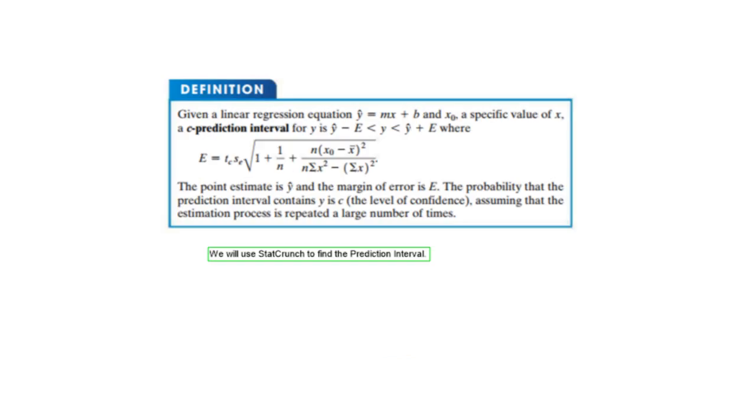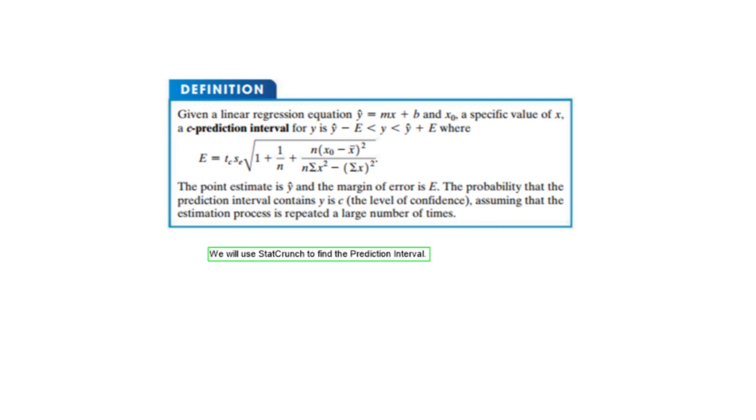This is the lovely margin of error. We are not going to calculate that. You can see that it's kind of crazy. We're not going to do a proof to prove why it looks like that. If you go further in math, you might get to do that. But in this class, we're going to use StatCrunch.